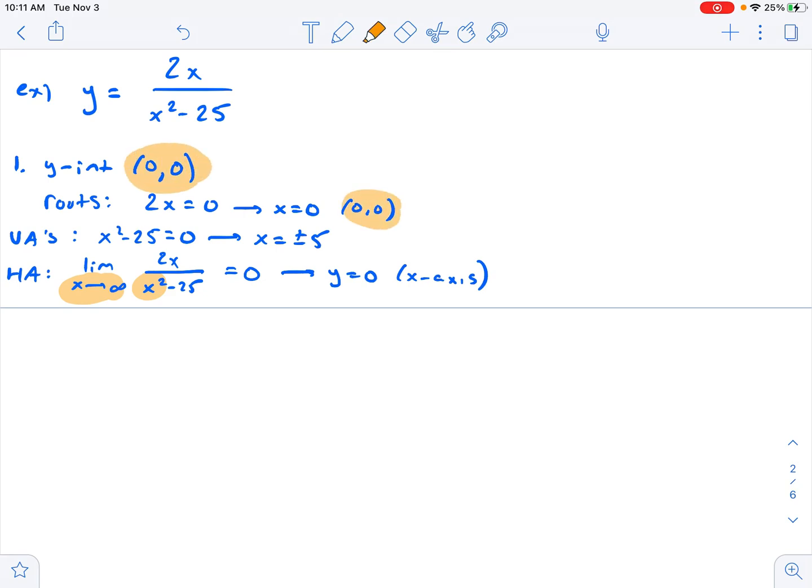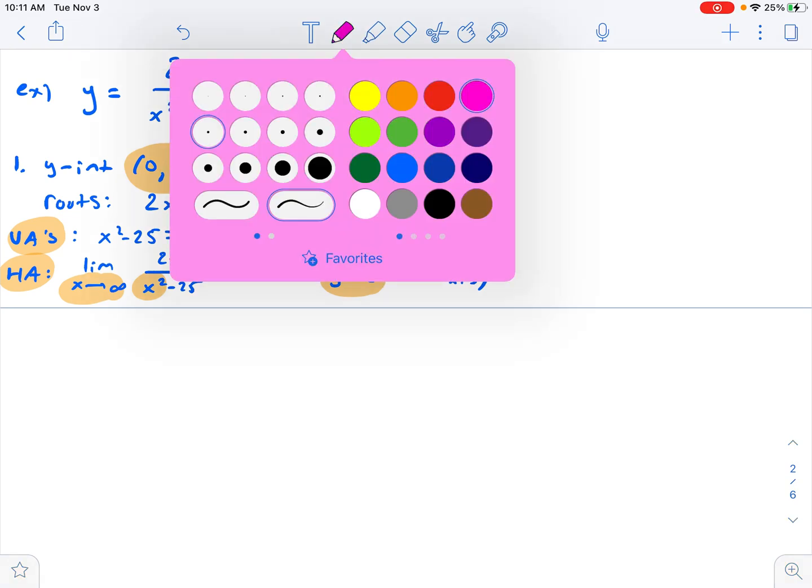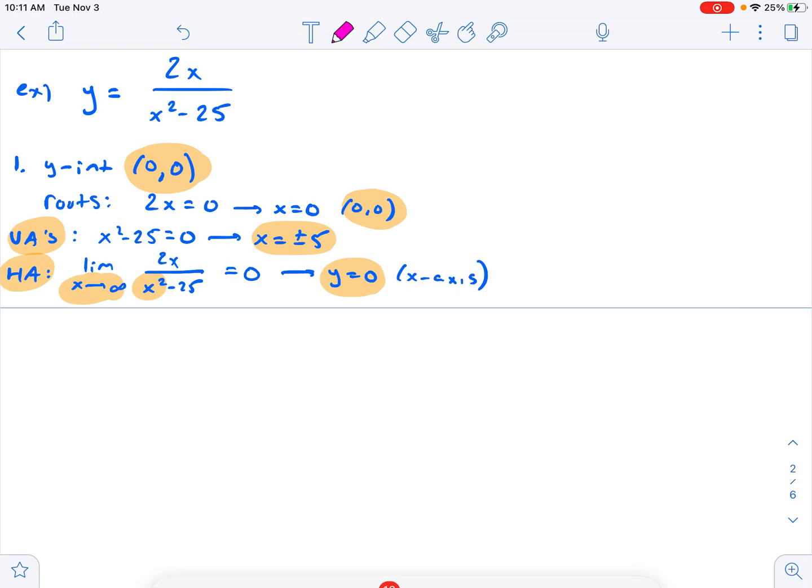Okay, so we got some stuff. We got the y-intercept, which is also the root. We've got vertical asymptotes at plus or minus 5. We've got a horizontal asymptote along the x-axis. Okay, so a lot of information there. I'm going to move into the first derivative now. So I'll call this step 2. And I'm just using dy dx notation because I'm using y up above.